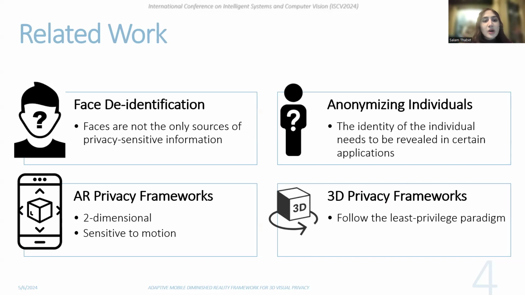Moreover, existing AR privacy frameworks either focus on identifying and obfuscating specific types of objects, struggle with maintaining acceptable performance during camera motion, or they are not tailored for 3D environments, always assuming the privacy-sensitive information is in the background. The few works that provide 3D privacy follow the least privilege paradigm, where only the minimal information required to perform a certain task is released.